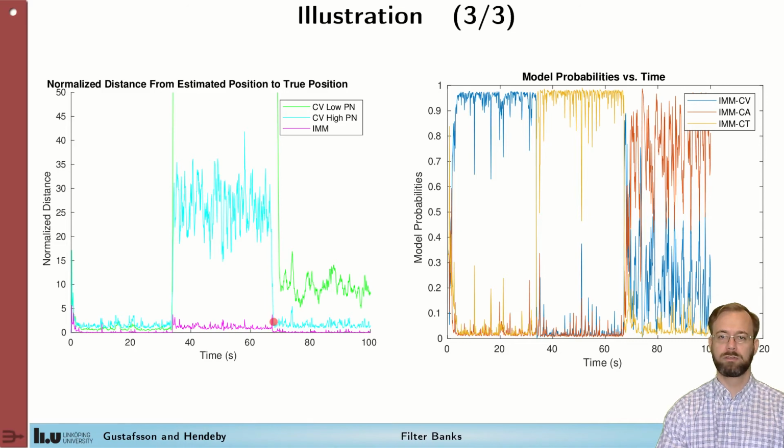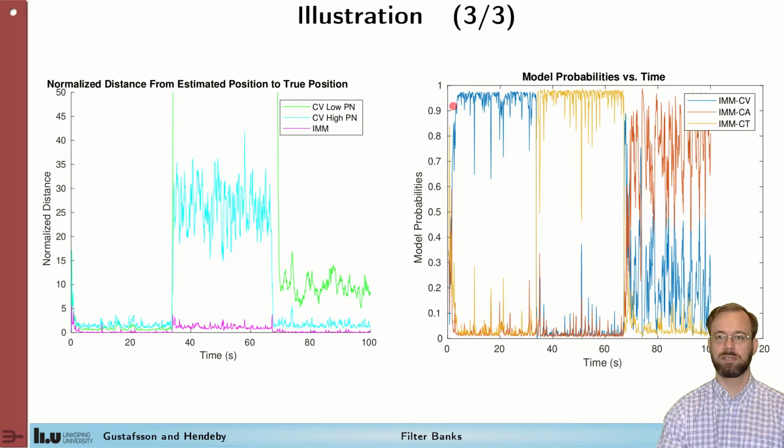When we move into the constant acceleration phase, again the IMM has the correct model to use in this case. It does well. The high process noise Kalman filter also does okay, but with slightly higher noise levels. And in this case, the low process noise Kalman filter can keep up, but with higher errors. To the right, we see the mode that the IMM has estimated for the target, and it follows well the true behavior of the target.